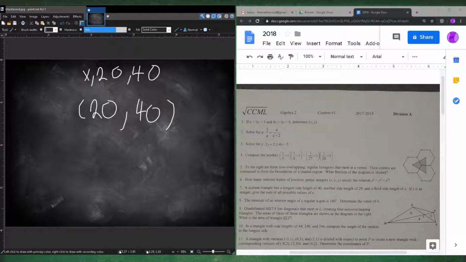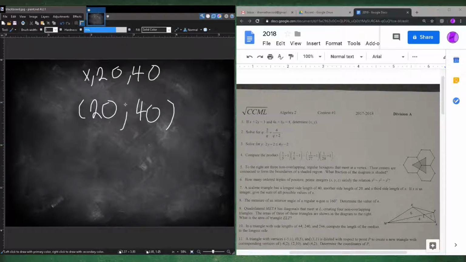Usually in the CCML, you like to save time. So instead of doing all that, you just gotta know formulas, which is really simple. Usually there's only a set amount of formulas you need to know, and this is one of them. This is the sum of the arithmetic sequence formula, which you probably learned in any math class.